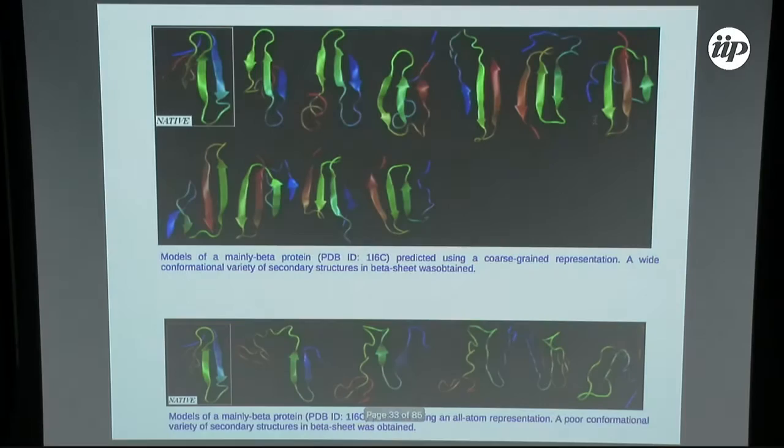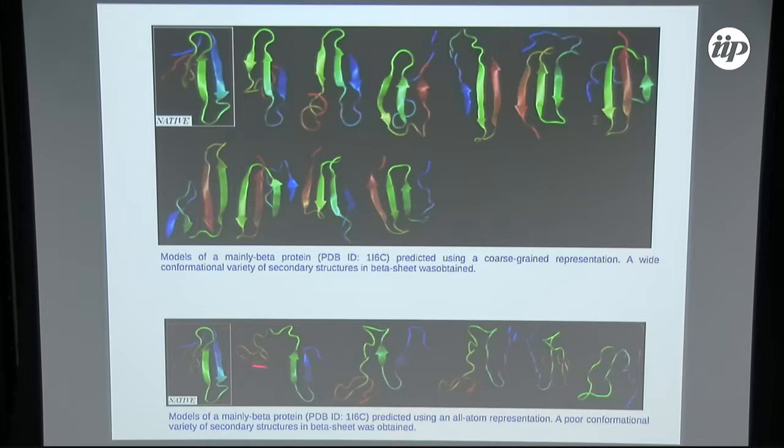And here we have the results. Here is the coarse grain model, and here we have the all-atom model for the same structure. Here we can see that the coarse grain approach was able to form beta sheets, and the all-atom was unable to form beta strands. And the main reason is that using a coarse grain representation for the side chain, you widen the local minimum associated with the beta sheet structures.